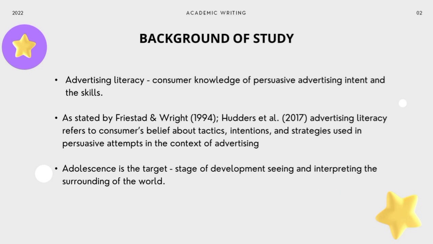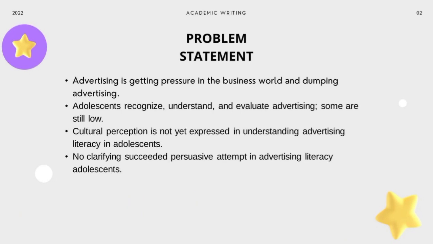Thus, this study will discuss the concept and types of advertising literacy and how cultural perceptions play an essential role in making adults understand advertising literacy, and wanted to know the kinds or types of persuasive items in the context of advertising literacy that succeed in attracting adolescents. This is the key problem of research that I need to solve.